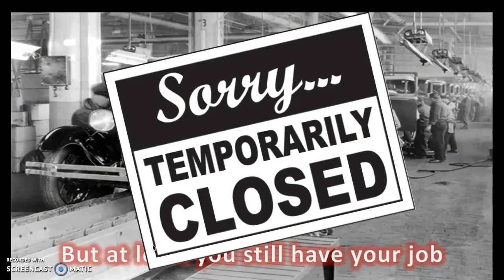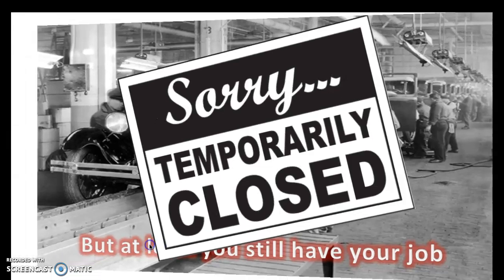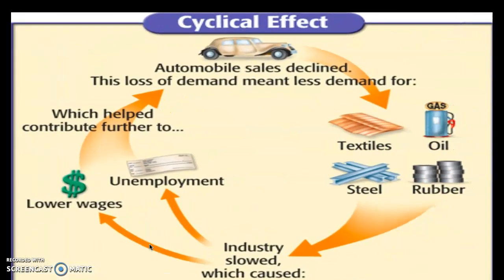Nope. And so as the Great Depression moves forward, people were lucky to keep a job, but it wasn't guaranteed as more and more businesses struggled with lower sales. And here's another graphic for you to look at. As things are affected in the auto industry, for example, that means textile, oil, steel, and rubber industries are impacted. And so we see industry slowing, which means people losing jobs or people being paid less, which contributes to less spending. And then the circle continues.